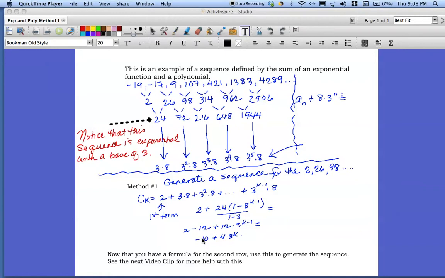And of course, once you have a formula for that, you play the same game to generate this sequence, because now you have a formula for this sequence.